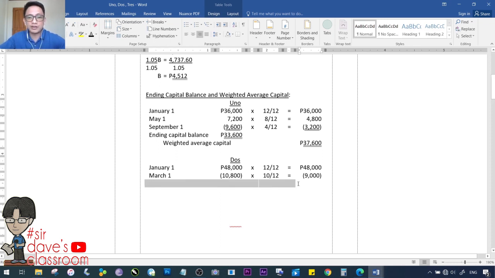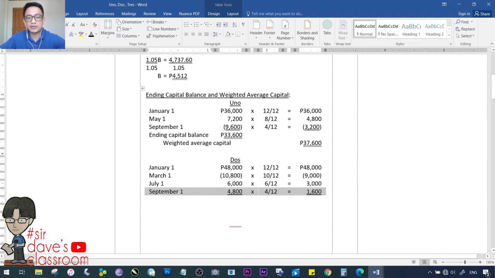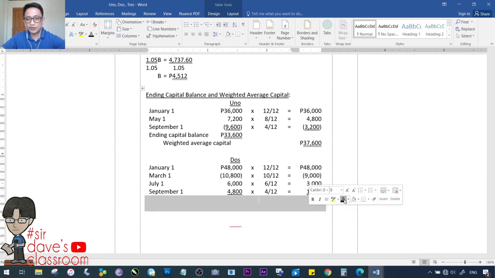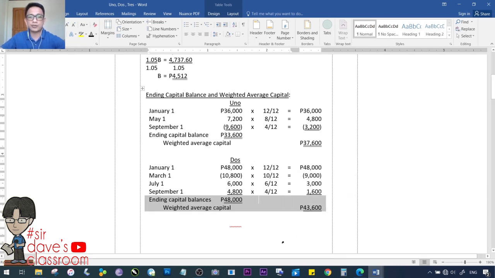Okay? July 1 ang sunod na ganap kay Dos. So that is 6 over 12 times 6,000, 3,000. Positive kasi investment eh. And then, September 1 na rin yung kanyang last. It must be 1,600. Results for Dos. Ending balance would be the result of this one. Beginning plus all the investments minus all the withdrawals. Ending yun. And then, the weighted average capital balance must be the result of this one. Siyempre. For Dos, ending is 48,000 and weighted average capital must be 43,600. Palakihin pa natin ng konti.